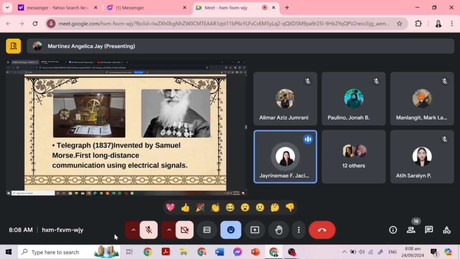So as you can see, guys, in the picture, that is the telegraph and that is Samuel Morse. The telegraph was invented by Samuel Morse in 1837. It was the first system to enable long distance communication using electric signals. It revolutionized how information was transmitted by sending coded messages over wires, greatly speeding up communication across vast distances.